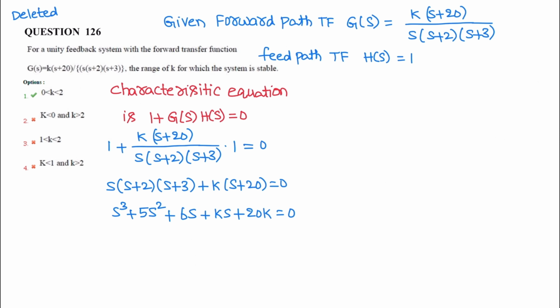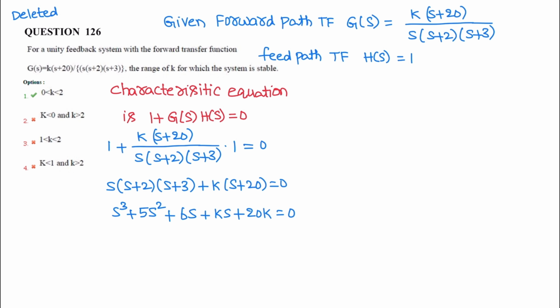Next question. For a unity feedback system with forward transfer function G of s equal to k into s plus 20 by s into s plus 2 into s plus 3. This is the forward path transfer function, and the feedback path transfer function H of s is 1. So the characteristic equation is 1 plus G of s H of s is equal to 0. So that is 1 plus, write G of s as k into s plus 20 by s into s plus 2 into s plus 3, and H of s is 1.